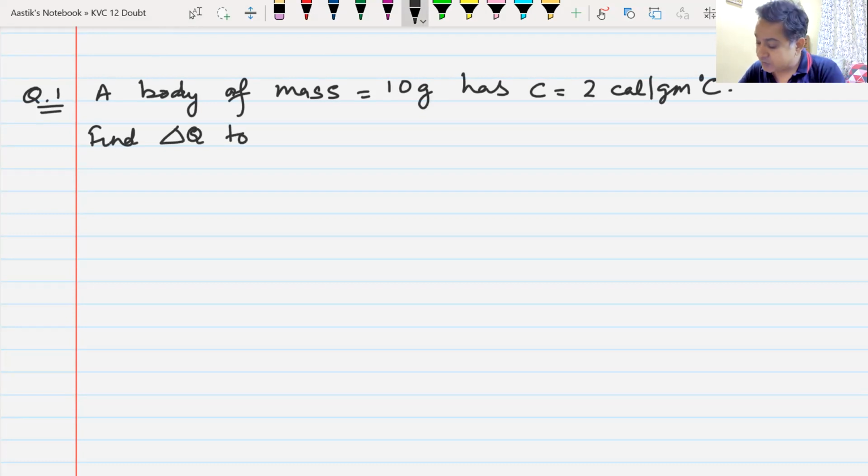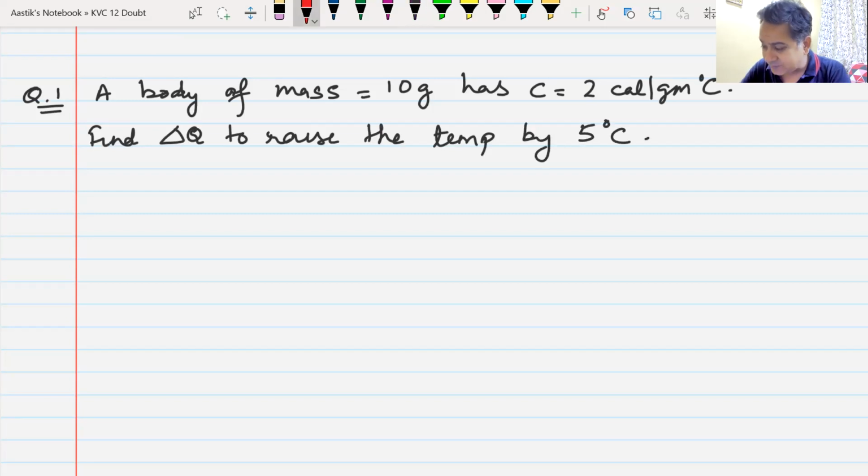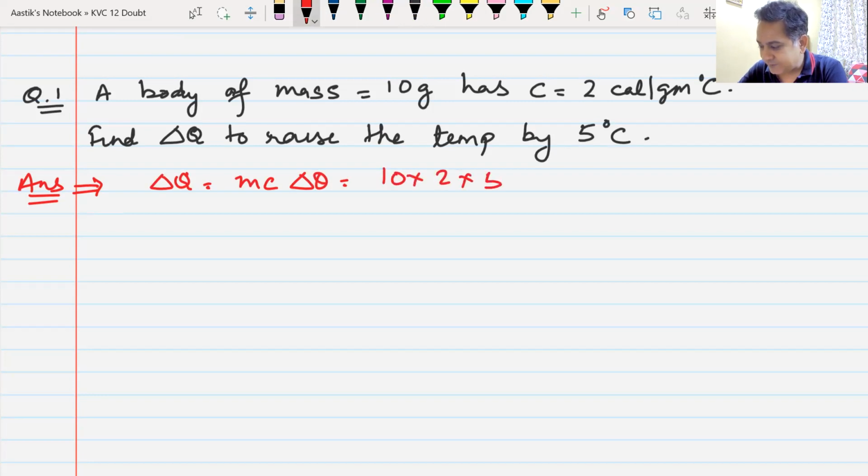I'm writing it in short: to raise the temperature by 5 degrees Celsius. It's a very simple question. I'm just trying to make you understand the meaning of the 3 terms, and it is best understood this way. So this is the first way in which I could ask the question. What is the answer for this one? 100, sir. Delta Q will be equal to m c into delta theta. You just put the values, 10 multiplied by 2 multiplied by 5, and you will end up with 100 cal.